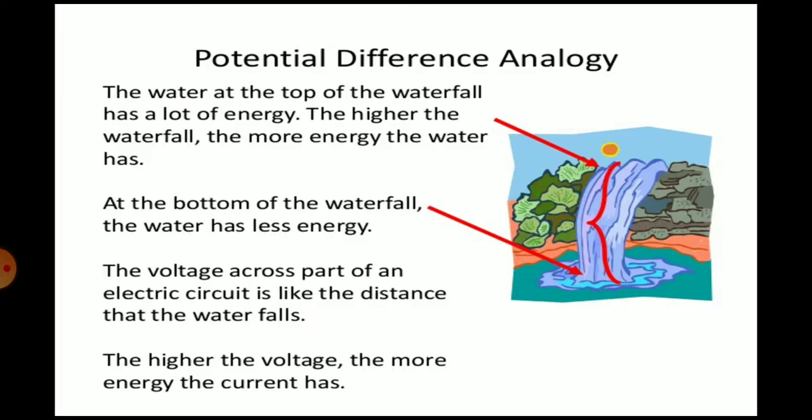Potential difference. Water flows from higher potential to lower potential. The water at the top of the waterfall has a lot of energy. The higher the waterfall, the more energy the water has. At the bottom, the water has less energy. The voltage across part of an electric circuit is like the distance that the water falls. The higher the voltage, the more energy the current has.